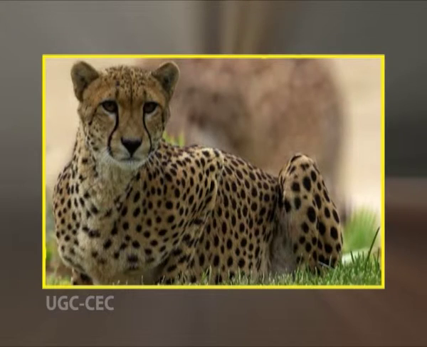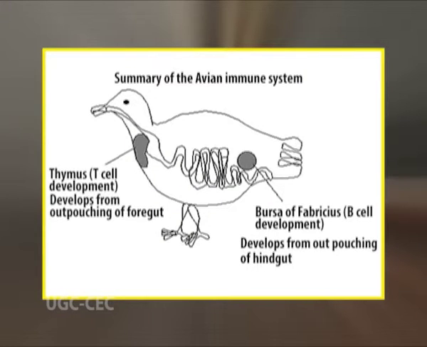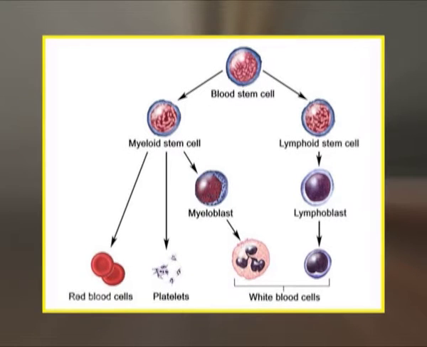In mammals, B cells mature in the bone marrow, which is at the core of most bones. In birds, B cells mature in the bursa of Fabricius, a lymphoid organ. B cells, unlike the other two classes of lymphocytes, T cells and natural killer cells, express B cell receptors on their cell membrane. B cell receptors allow the B cell to bind to a specific antigen against which it will initiate an antibody response. B cells develop from hematopoietic stem cells that originate from bone marrow.